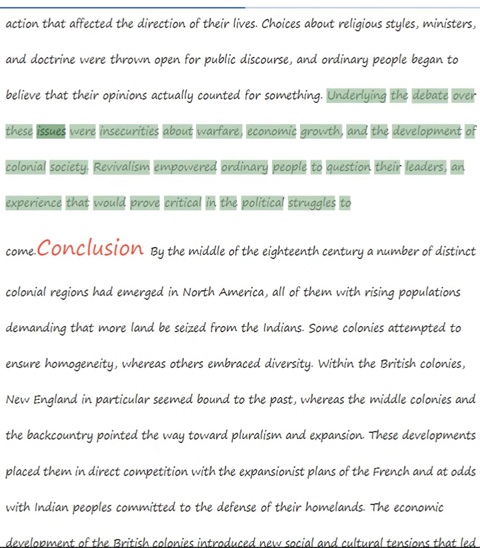Underlying the debate over these issues were insecurities about warfare, economic growth, and the development of colonial society. Revivalism empowered ordinary people to question their leaders, an experience that would prove critical in the political struggles to come.